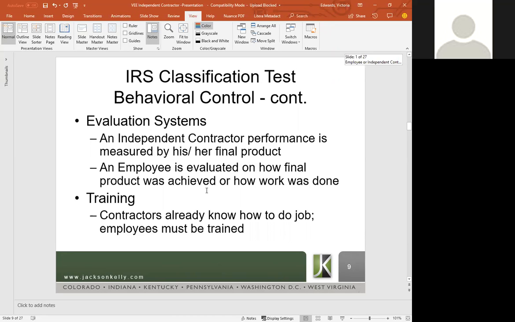Training, another area. Like I said before, contractors, you're bringing them in, they should already know what to do. That's why you're hiring them. And it's versus an employee. If you have to train someone you're bringing in, and it's intensive training, that's definitely going to be considered an employee status individual you're bringing in. So something to think about too.